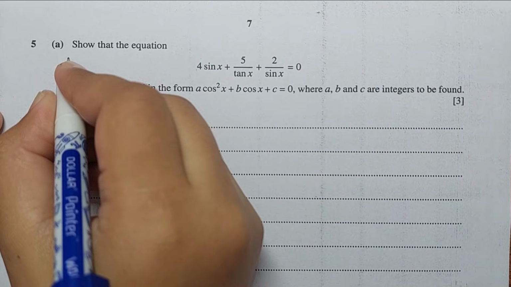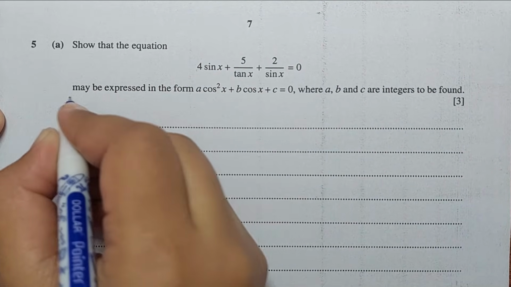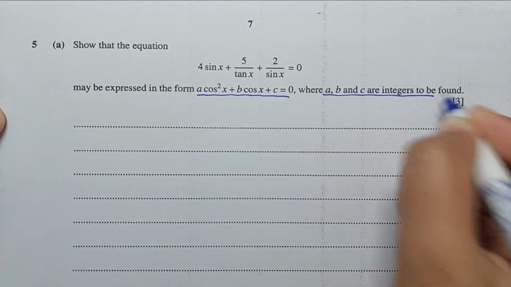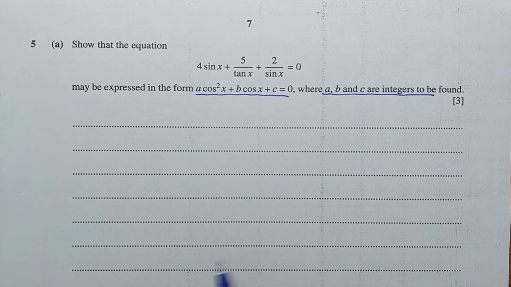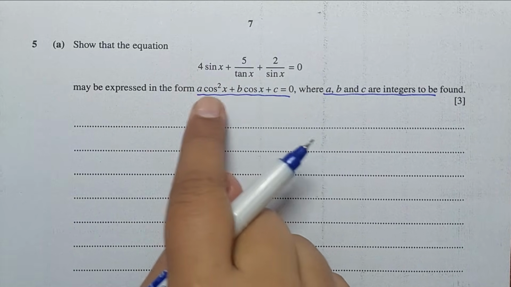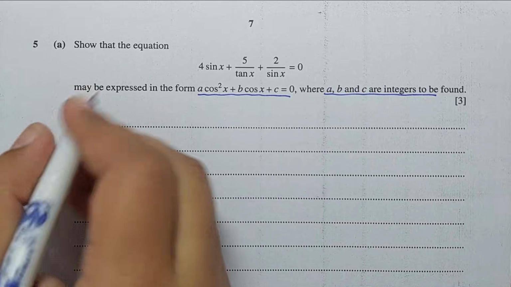Question number 5, part A. Show that the equation may be expressed in the form where a, b, and c are integers to be found. Okay. Tangent, sine, and sine. Sine, tangent, tangent. So we need to convert everything into cos and sine.